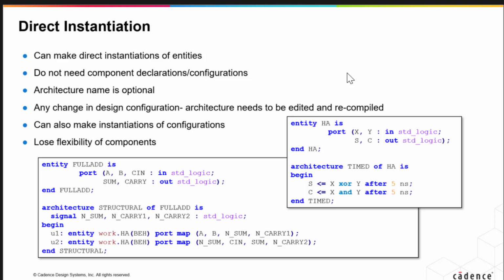Note that positional port mapping is best to use in direct instantiations. Compilation errors may be seen if a named association is used, since the compiler may not be able to see declarations for the entity ports X, Y, S, and C. Here, we see that the full adder design directly instantiates half adder along with the configuration information. Also, no half adder component is declared before instantiation.